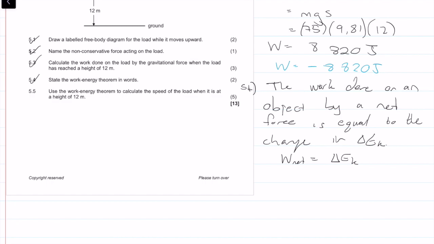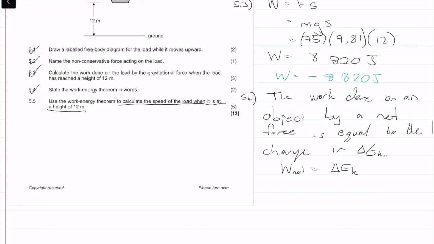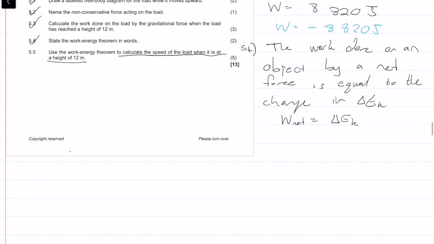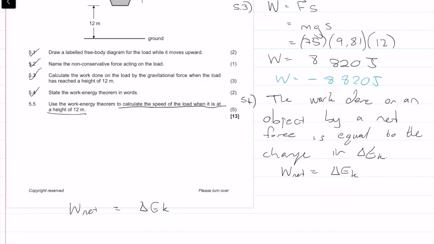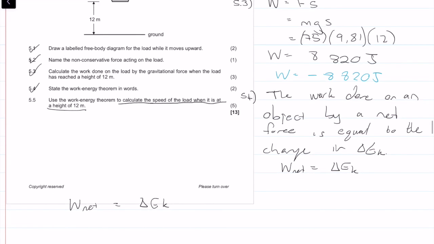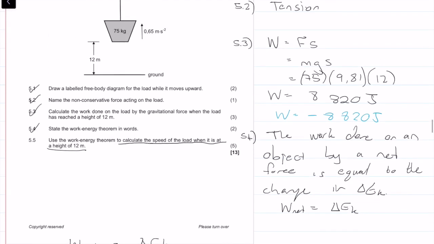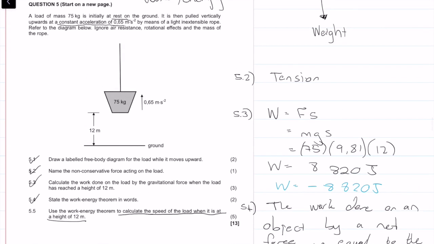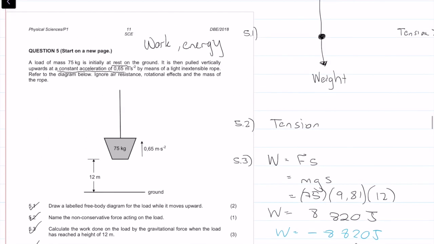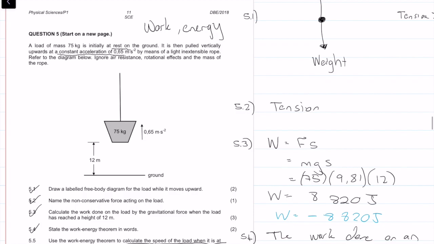Question 5.5 says use the work-energy theorem to calculate the speed of the load when it is at that height. So what we need is our work net, which is equal to our delta EK, so change in kinetic energy. We already know what the work done by gravity is. So what we now need to do is work out the work done by our tensile force.